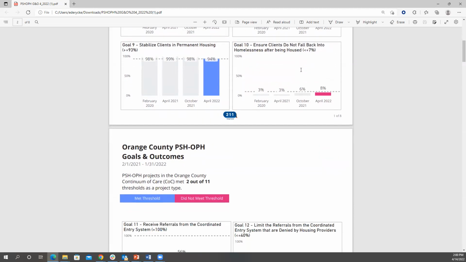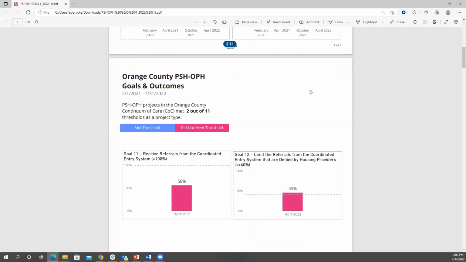Goal 9 is looking at clients stabilized in permanent housing. We are still above our threshold of 93%. We've had a slight dip, but we're pretty consistent overall. And goal 10 is looking at clients that return to the homeless system after being housed. And we've had a little bit of an increase, but not a lot, and we are just above our threshold for that one.